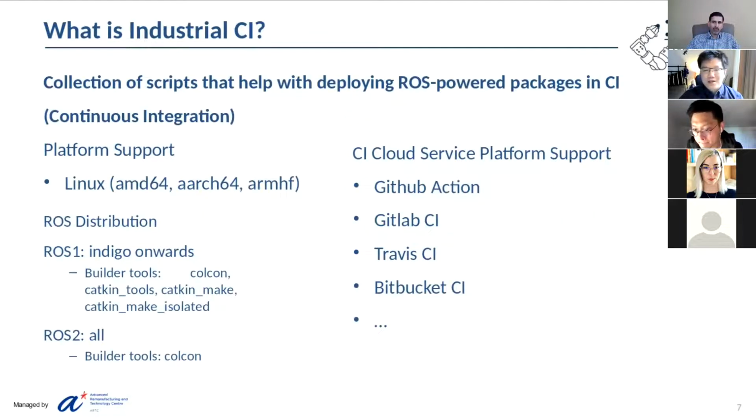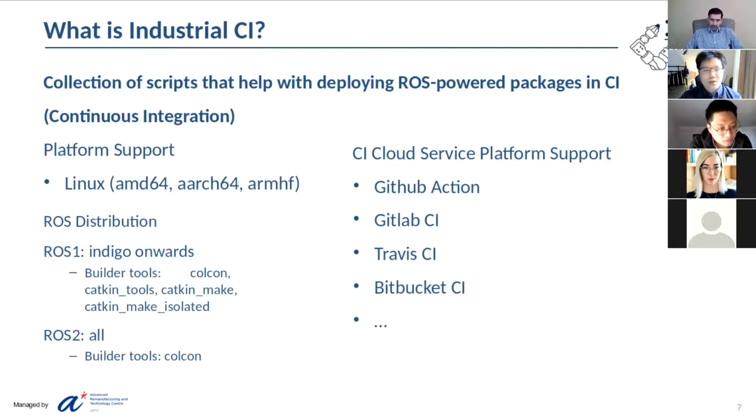So what is Industrial CI? We're following the tradition of ROS is technically not an OS. Industrial CI is actually not a hosted CI integration service by itself, but relies on various other CI platforms. Industrial CI is a collection of scripts that helps with deploying ROS-powered packages in CI. It supports Linux as the primary OS platform and various architectures, including ARM. It also supports all of the active ROS1 and ROS2 distributions, as well as some of the end-of-life ones.